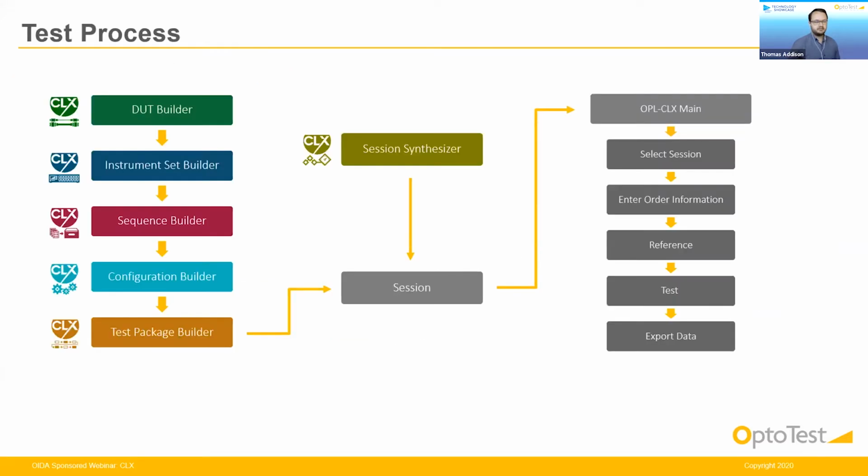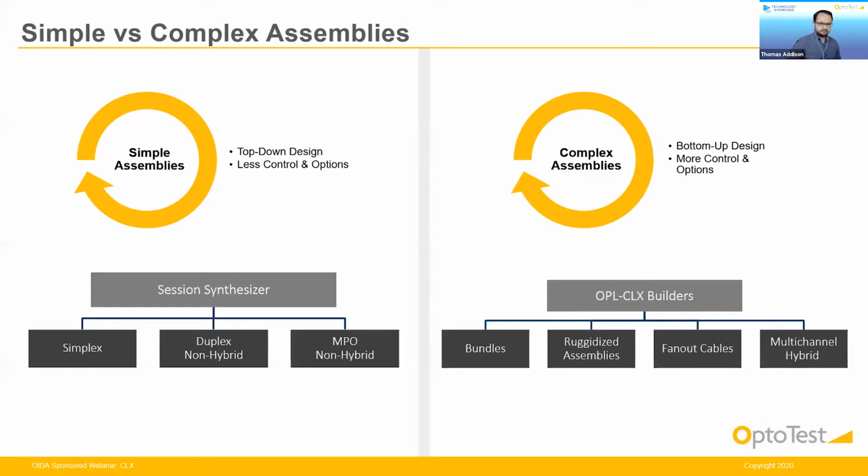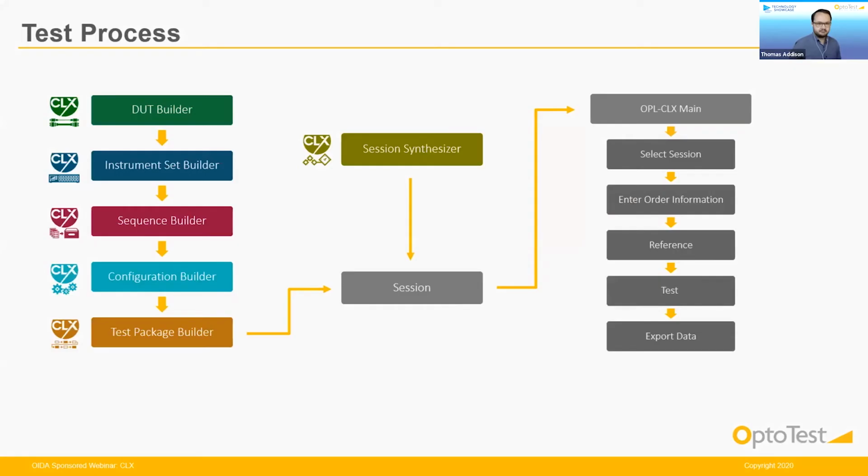So this is a test process that we would follow for the software. My computer doesn't want to get along with me today. Apologize. So with our test process, there are really 2 avenues to get to a setting where you can test in the software. These are our building blocks, or builders, as we call them, to create a session so you can spend time in OPL-CLX main testing things.